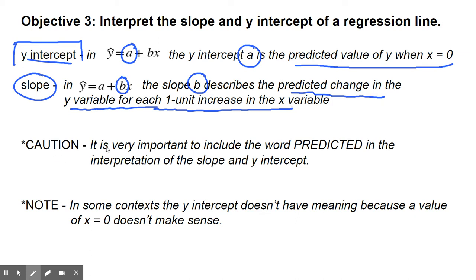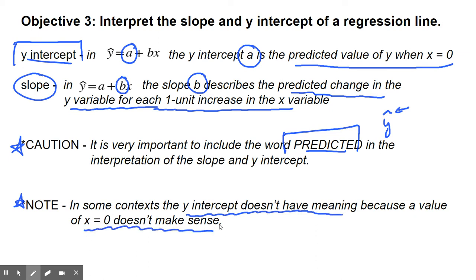Now, a couple cautions. Caution number 1, make sure you include the word predicted when you do the interpretation, because again, that's what y hat means. The hat means predicted, right? And then number 2, a big note is sometimes in some contexts, the y-intercept doesn't have meaning. And that's because x equals 0 doesn't make sense. Sometimes you can't have an x value of 0. All right. So be aware of that. It just depends on the context. And we'll talk about how to answer both ways.